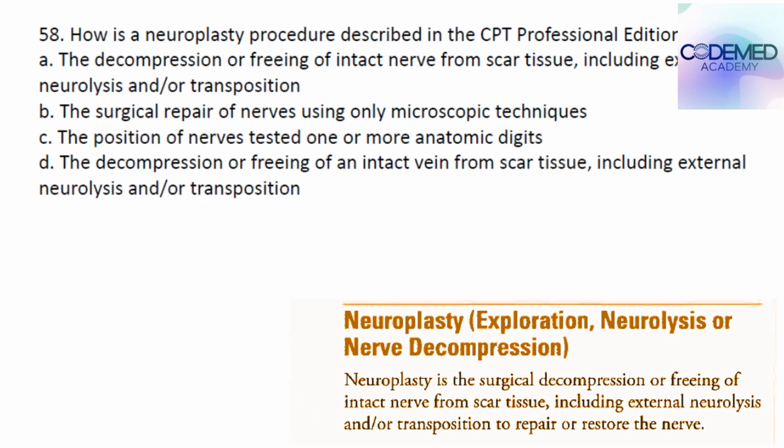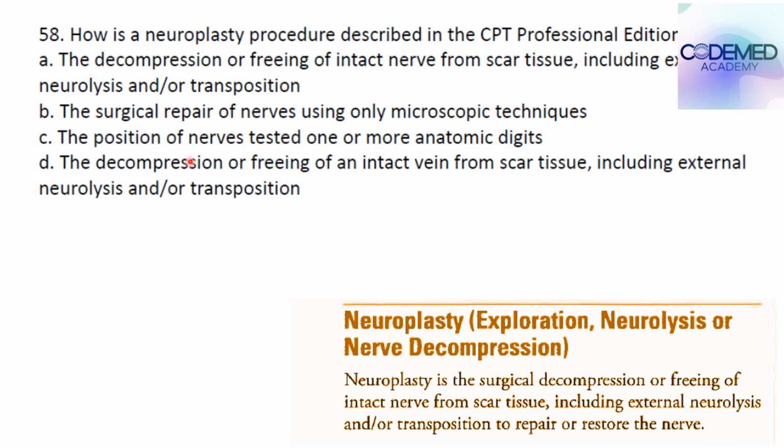How is a neuroplasty procedure described in the CPT professional edition? Now, how do we find out this answer? First of all, whenever you get a question like this, you have the word neuroplasty. Pick that up, go into the index and check what the code is. You pick up that code and come to that particular section. Just above that code, there is a definition of this neuroplasty. It is a surgical decompression or freeing of the intact nerve from scar tissue, including external neurolysis and/or transposition to repair or restore the nerve.